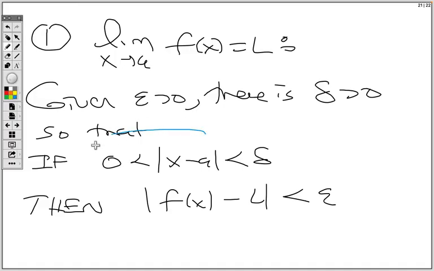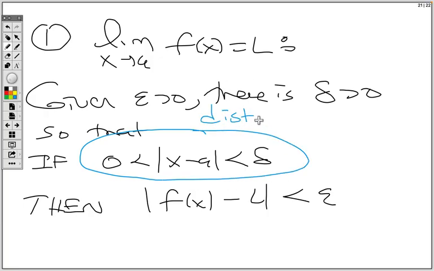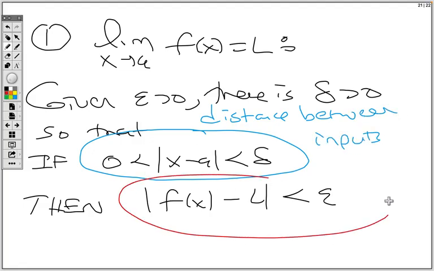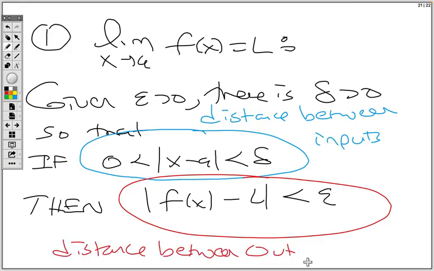So once again, this represents the distance between inputs. This represents the distance between outputs. So this is your definition from Calc 1 or AP Calc, wherever you saw it. There's your one-dimensional epsilon delta definition.